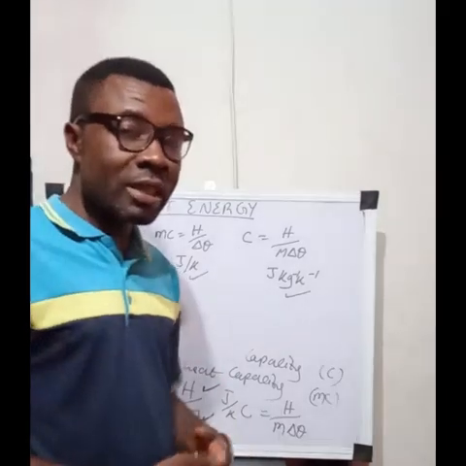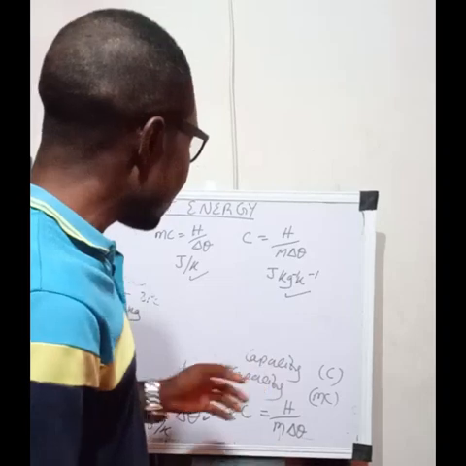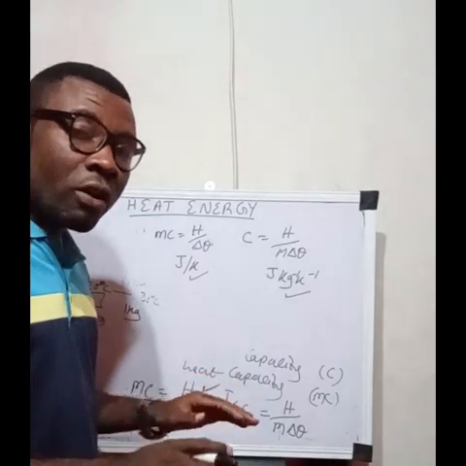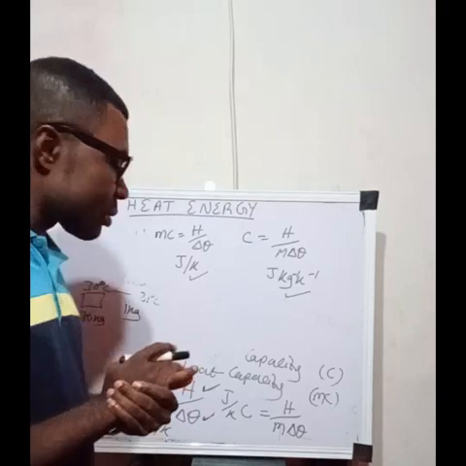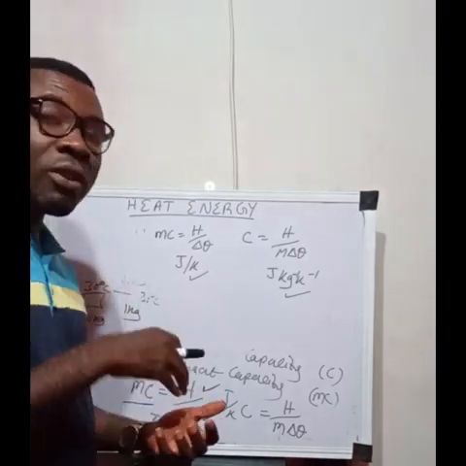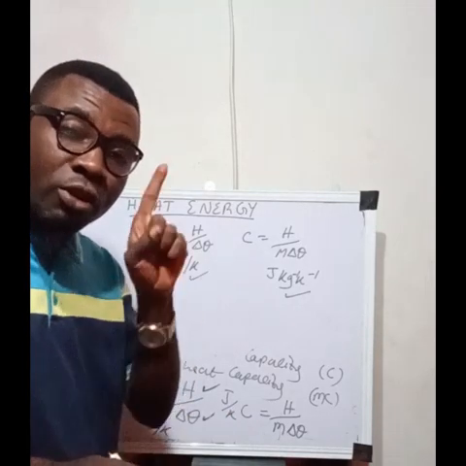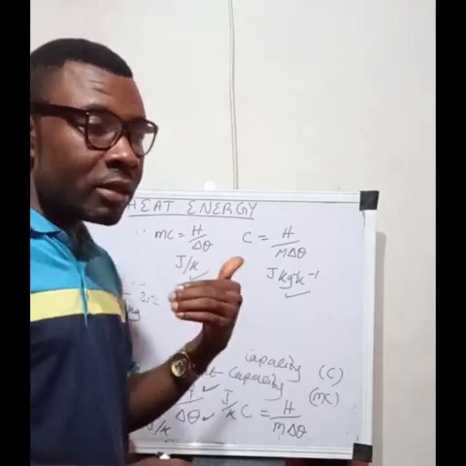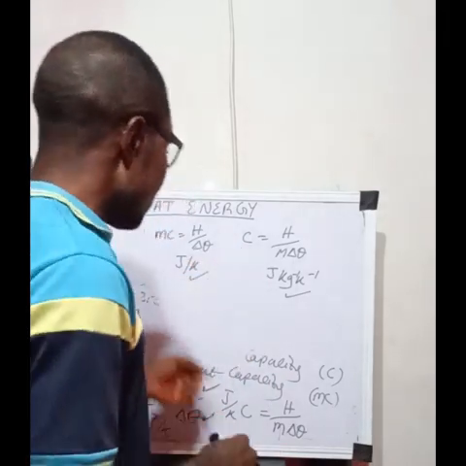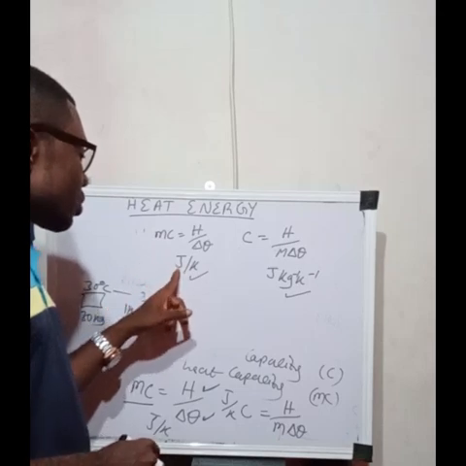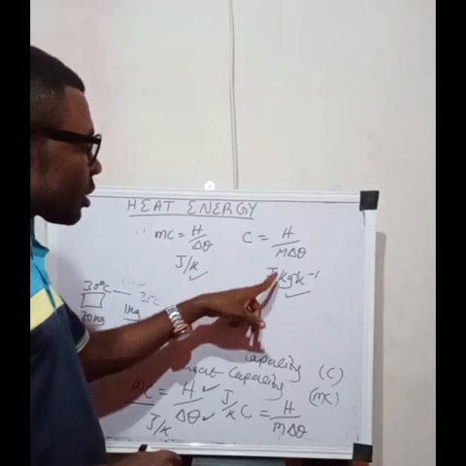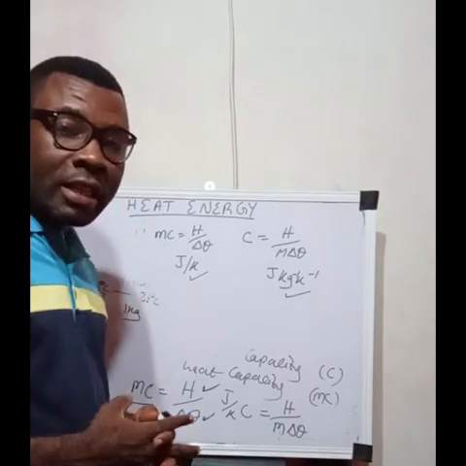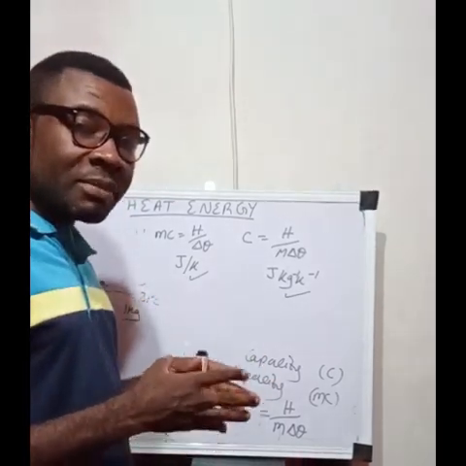I've stated two differences between heat capacity and specific heat capacity. One is that the heat capacity of a body is the quantity of heat required to raise the temperature of the body by 1 Kelvin or 1 degree Celsius, while the specific heat capacity of a body is the quantity of heat required to raise the temperature of a unit mass of that body, or 1 kg mass of that body, by 1 Kelvin or 1 degree Celsius. Secondly, the unit of heat capacity is joule per Kelvin, while the unit of specific heat capacity is joule per kilogram per Kelvin. Another thing I said we are going to differentiate now is latent heat and specific latent heat.